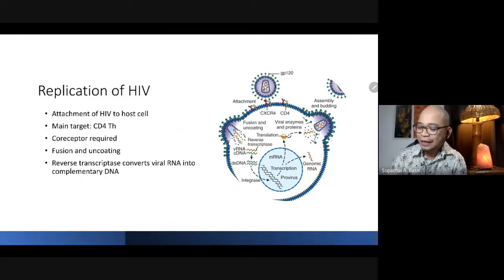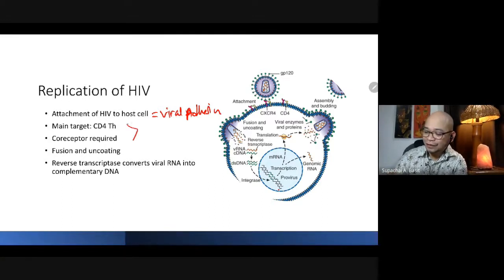Okay, so going back, what are the steps? Attachment of HIV to host cell. We call it viral adhesion, and eventually there would be penetration. But for penetration, CD4 is required. Co-receptors such as CCR5 and CXCR4 are also required.